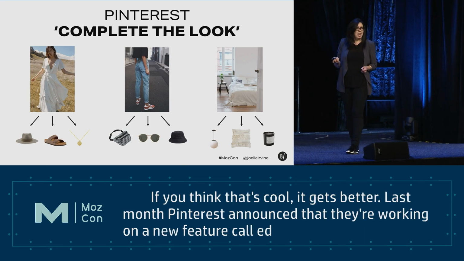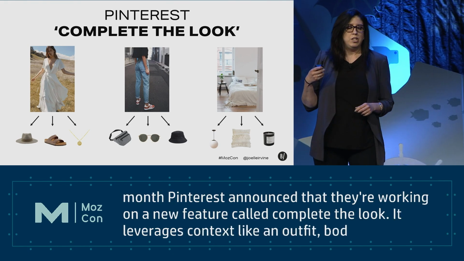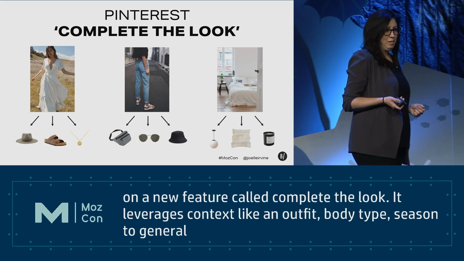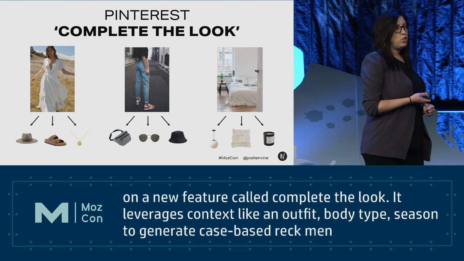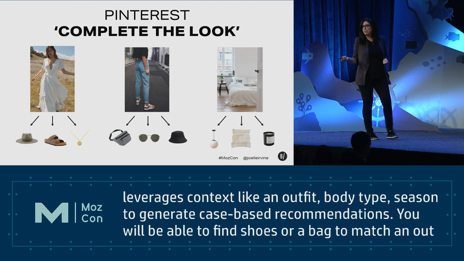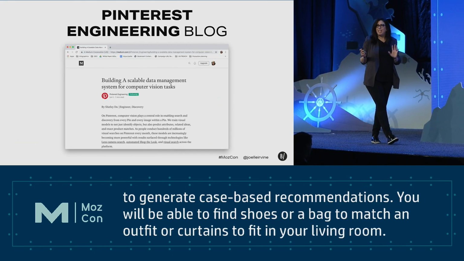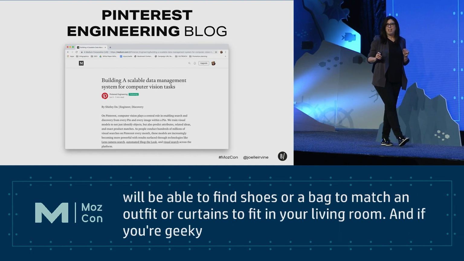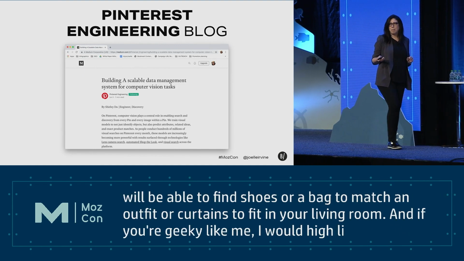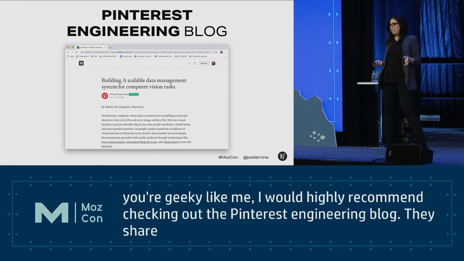It leverages context like an outfit, body type, and season to generate taste-based recommendations. You will be able to find shoes or a bag to match an outfit, or curtains to fit in your living room. And if you're geeky like me, I would highly recommend checking out the Pinterest engineering blog. They share everything that they're working on and all the mechanics of everything.